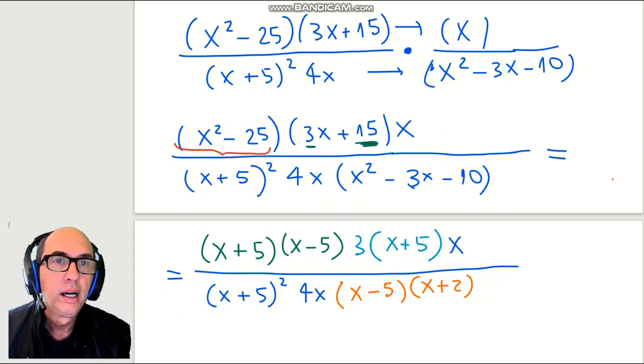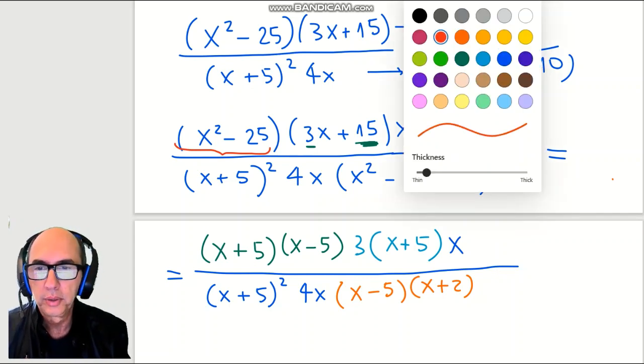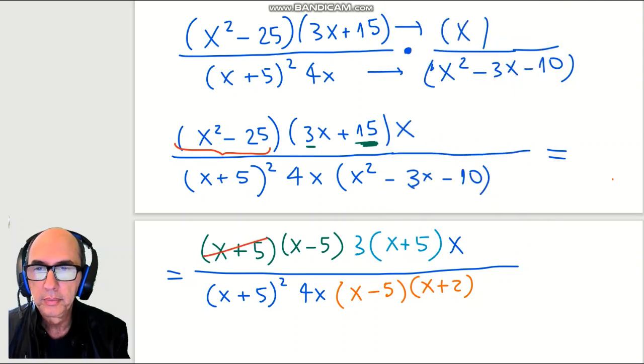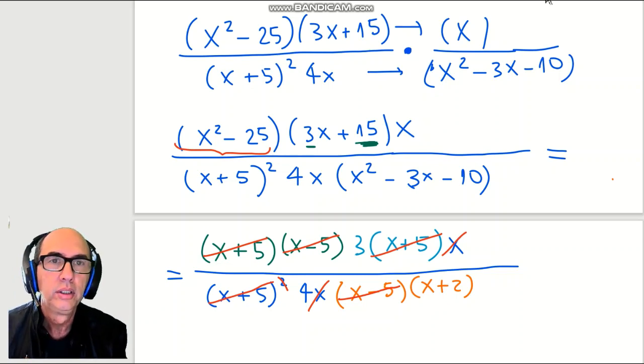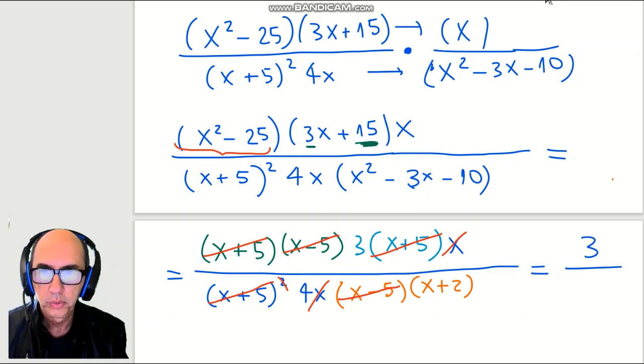Perfect. And finally, cancel. Cancel x plus 5. We can cancel if this is squared. You cancel the x minus 5. And we have x plus 5 here, with the remaining x plus 5 here in the bottom. What else? I think that's all. And the final answer will be 3 over, that's what remains on the numerator, 3.